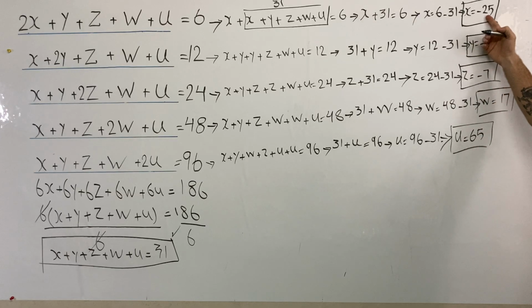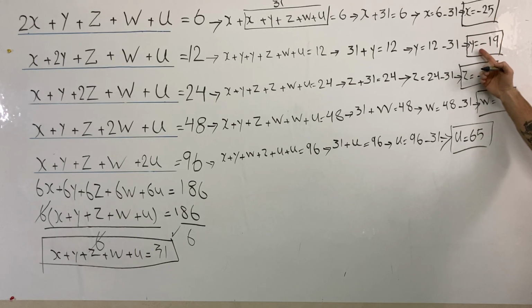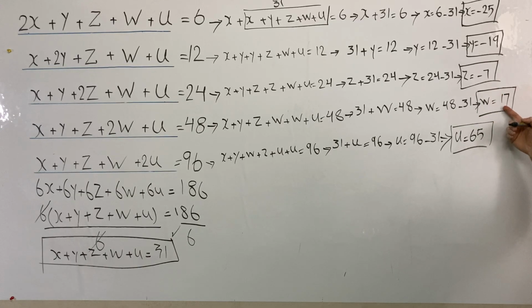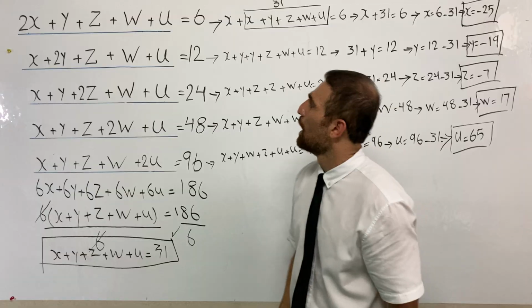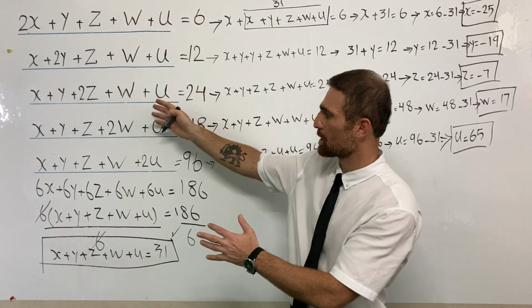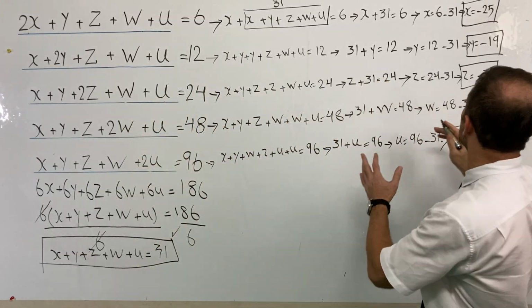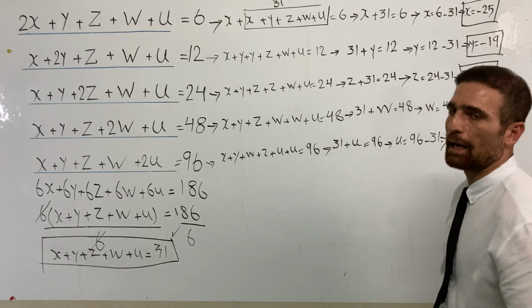And these are our answers. X is going to be negative 25, y is going to be negative 19, z negative 7, w 17, and u 65. And that is how a big question turns to very simple answers.